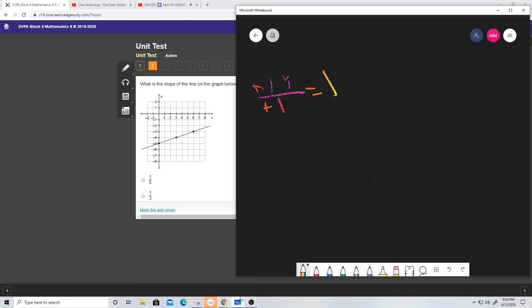Same thing here. See, we have a little dot at the 5. 1, 2, 3, 4, 5. We got a dot. And to get to this dot, we just go up 1. So remember, up 1 is positive 1. Then we count over from here. 1, 2, 3. And since we went right, that's positive. So it's just basically 1/3. That's the slope of our line.